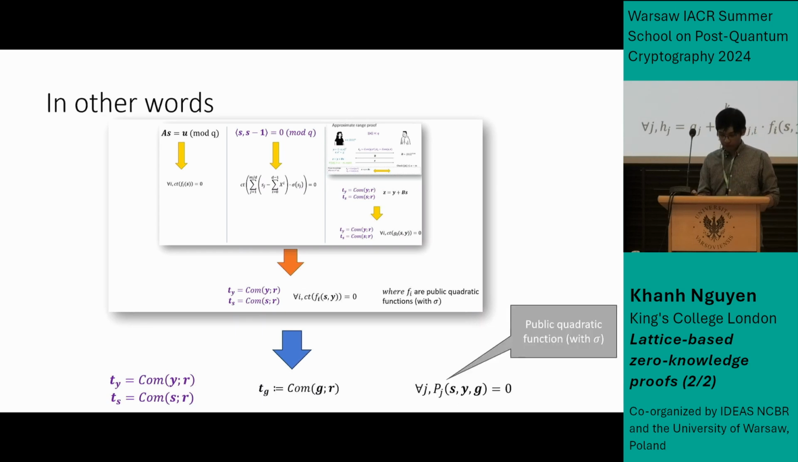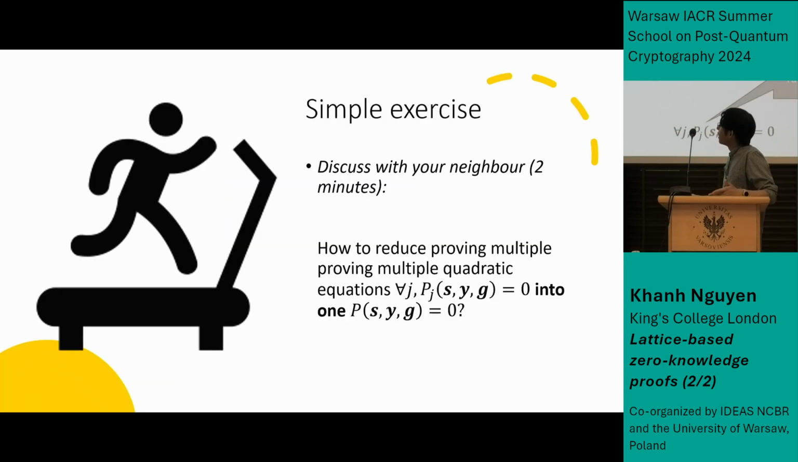Okay, so at the end of the day, we have to prove a bunch of quadratic equations, multiple public quadratic equations, and we still haven't got rid of the sigma. So there are some sigmas around, right? Now, back to a simple exercise. The question is how to reduce proving multiple quadratic equations to a single one. I'll give you 2 minutes to discuss the ideas how to do it.